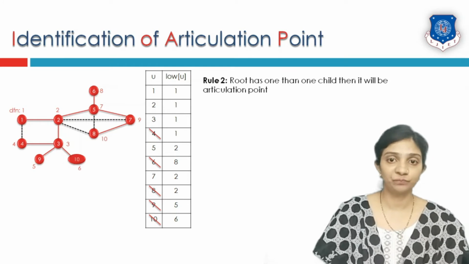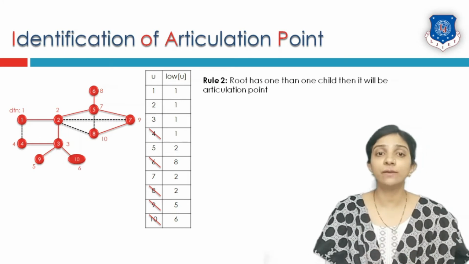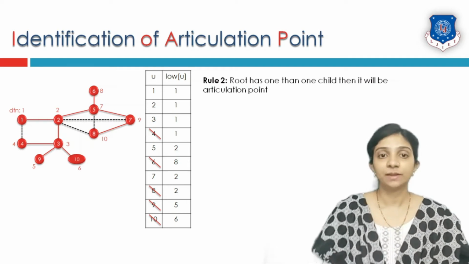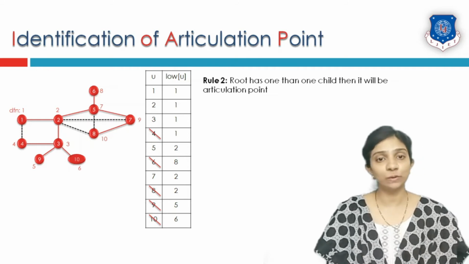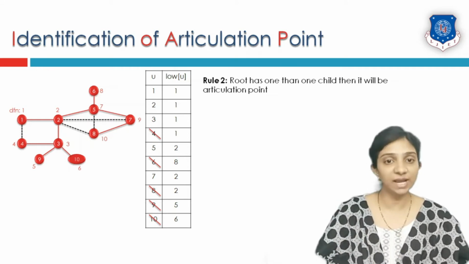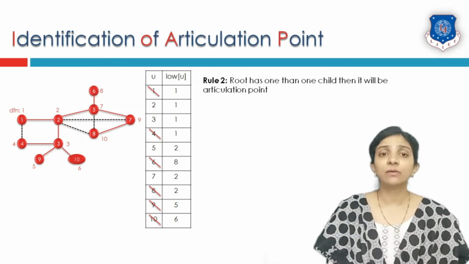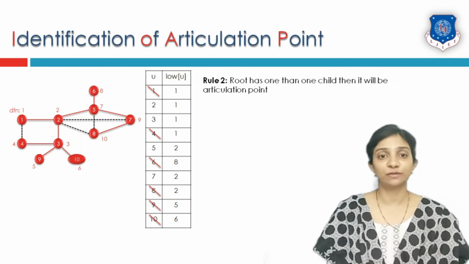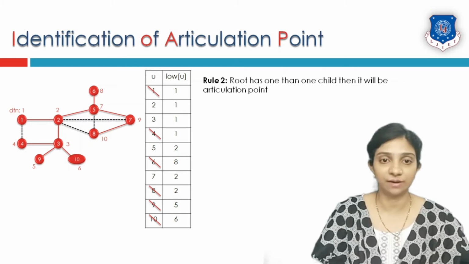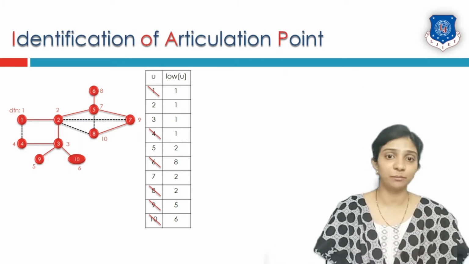Rule number 2 says that if the root has more than one child, then it will be an articulation point. Now in this case, our root vertex is vertex number 1 and it has only one child, that is vertex number 2. So it cannot be an articulation point, because to become an articulation point, the root must have more than one child. But here there is only one child, so it cannot be an articulation point.